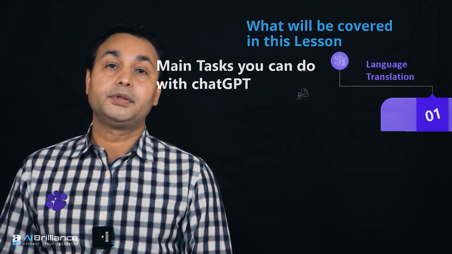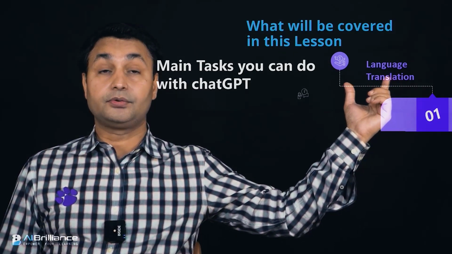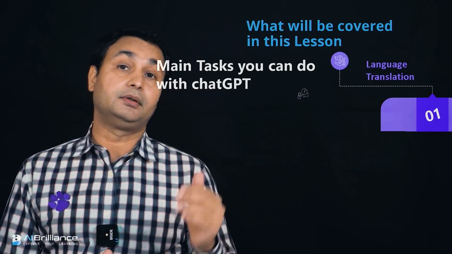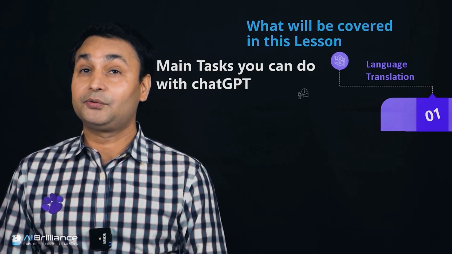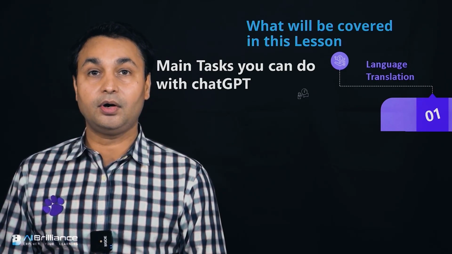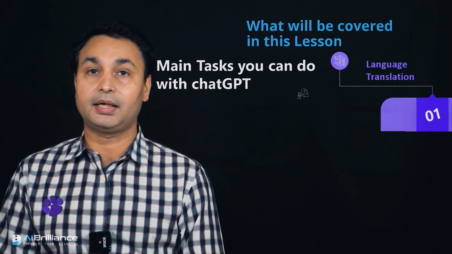And one of the major tasks that we can do with ChatGPT, since it's a language model, is language translation. So we can do conversion from, let's say, Hindi to English, then English to Chinese, and so forth. Language translation is one of the main tasks that could be enabled by ChatGPT. So we'll focus a little bit on how to do language translation, what the functionalities are, and what the important things to consider are.